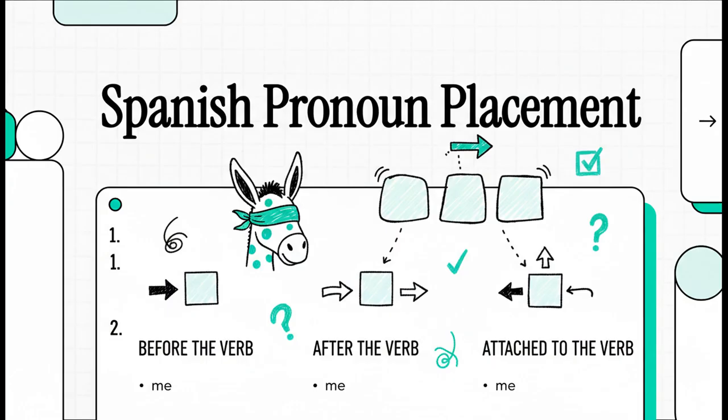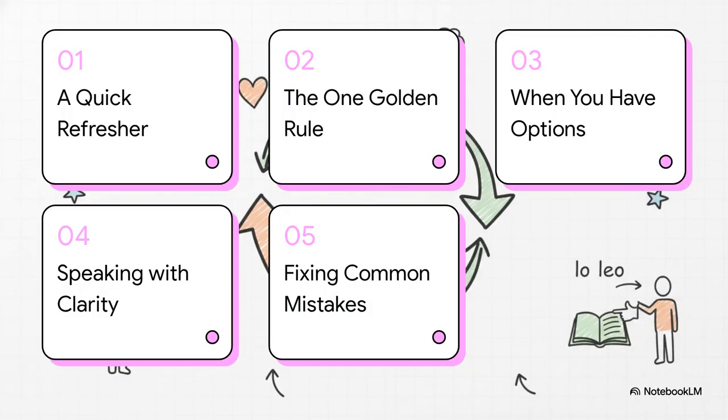In just the next few minutes, we're going to crack the code with one simple rule that solves the puzzle almost every single time. So here's our game plan. We'll start with a super quick refresher on what these pronouns even are. Then we get to the main event, the one golden rule you absolutely need to know. After that, we'll look at the cool situations where you actually have a choice, talk about how to make sure people know exactly who you're talking about, and we'll finish up by fixing some of those classic mistakes. Sound good? Let's jump in.